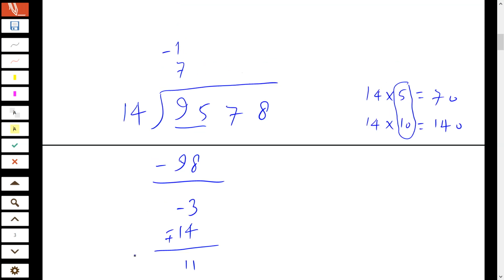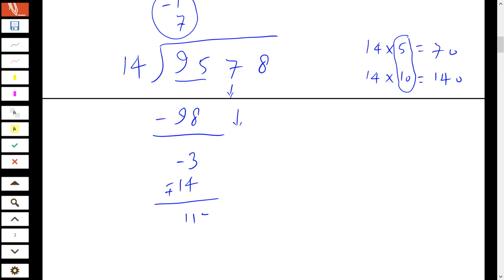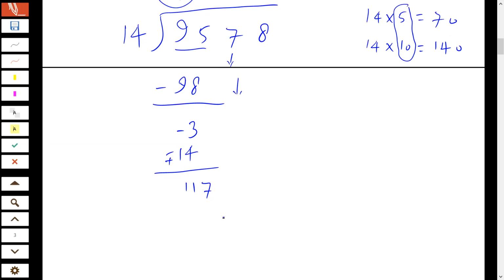So how do I combine these two digits? Remember, I start with this 7. This 7 was my initial attempt, and this -1 was the correction. So actually you are correcting your mistakes. So 6 is my answer from the first attempt. Now let's bring this 7 down all the way. So it's 117.